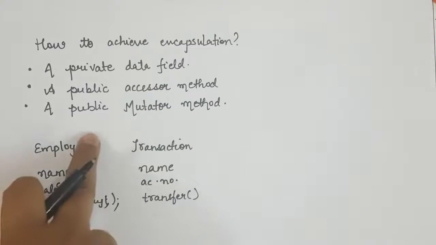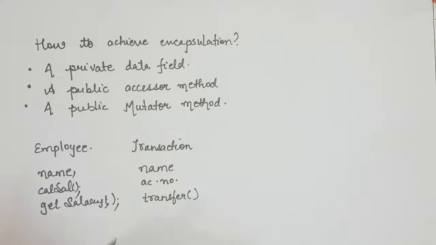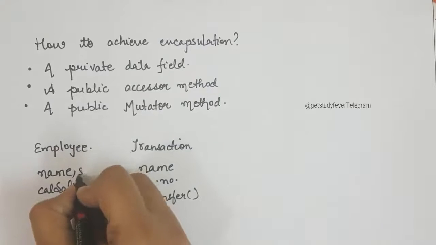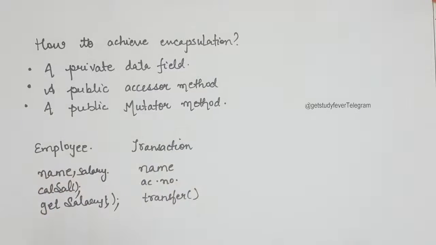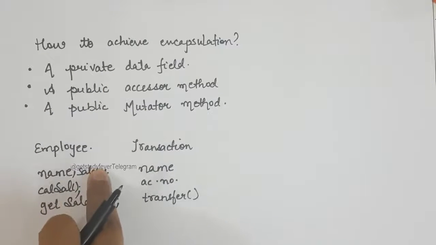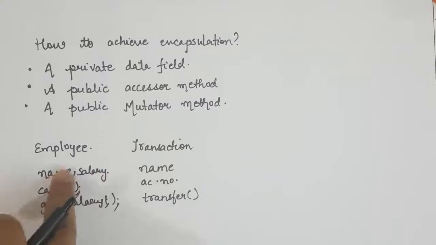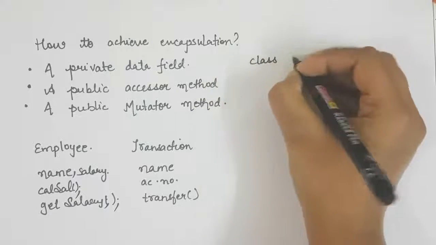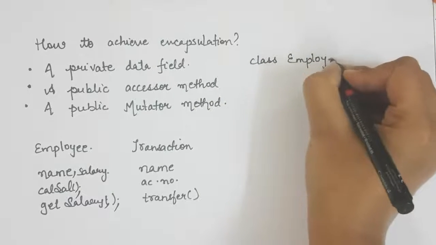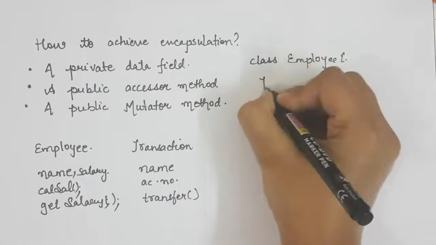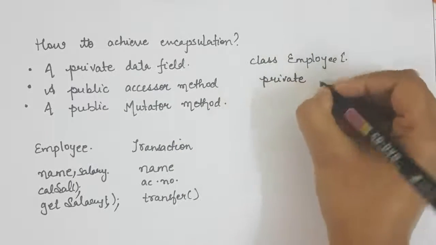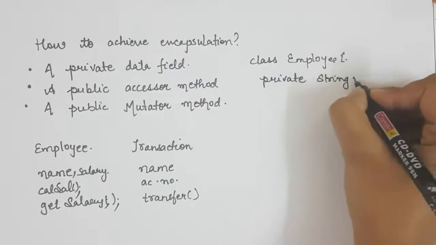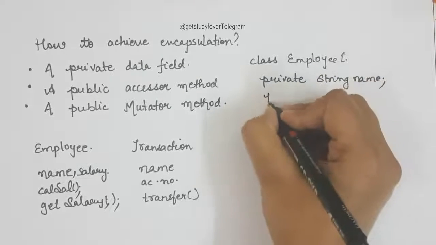So let's say we have an employee class, an employee object. Employee will have name, will have calculate salary, and will have get salary. So this is name and salary. Now the very first thing is a private data field. I don't want this name and salary to be accessible by anyone else. So what will I do? I'll make them private. So let's try to write down this class. I will have a private name, and private salary.